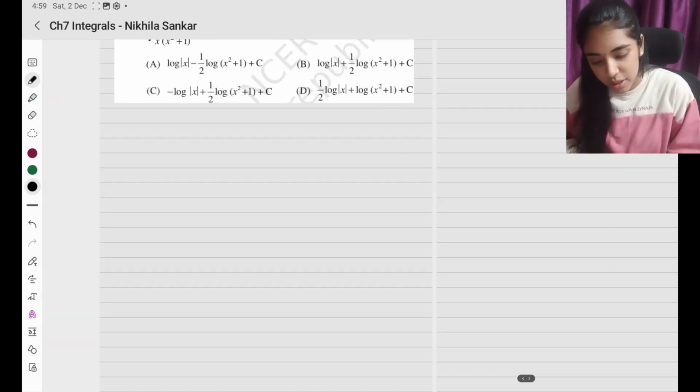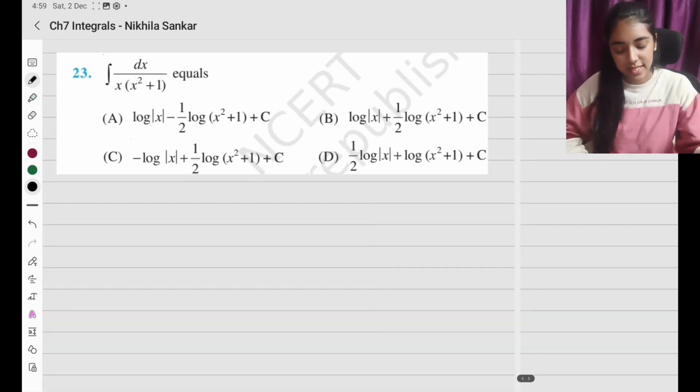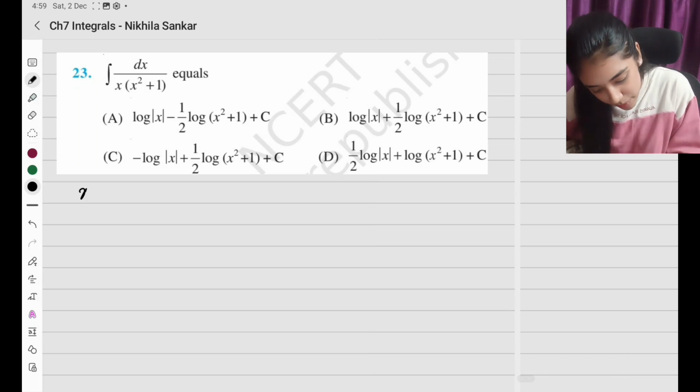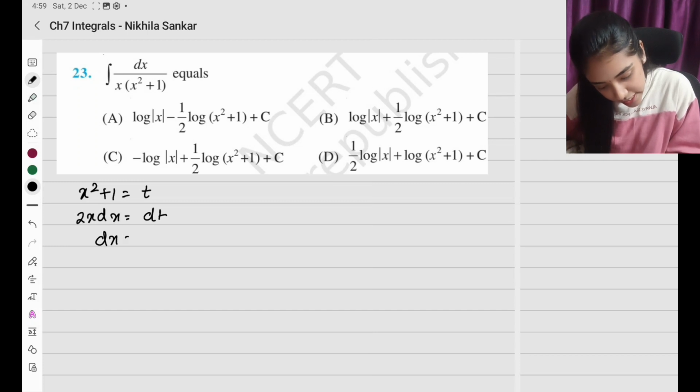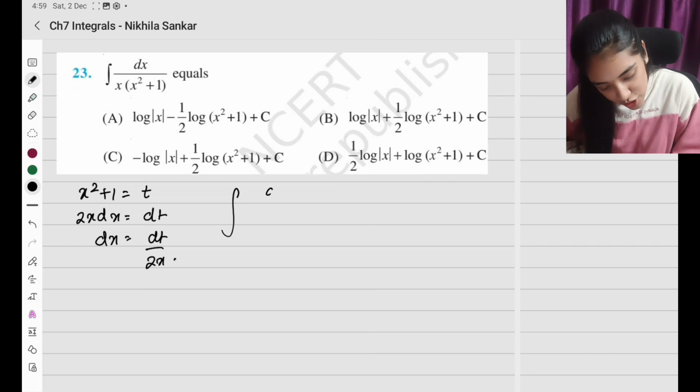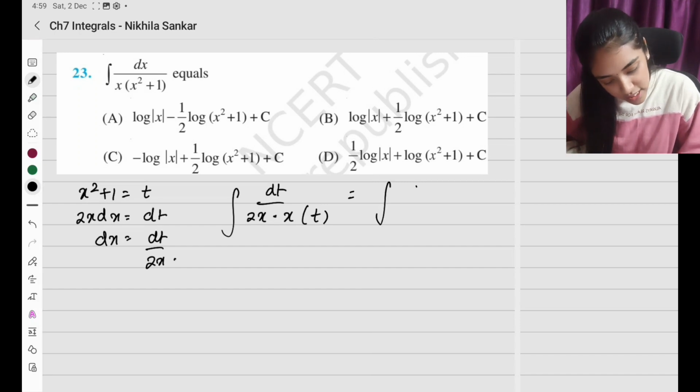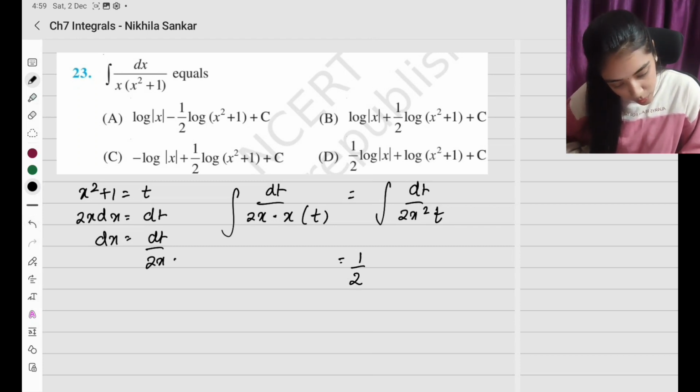Question number 23, last question of the exercise. So I am going to use a substitution method. x square plus 1 equals t, 2x dx equals dt, dx equals dt divided by 2x. So how does my integral change? dt divided by 2x times x times t. So this is dt divided by 2x square times t. I can take the 1 by 2 outside.